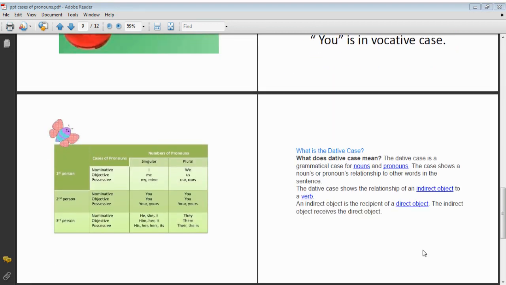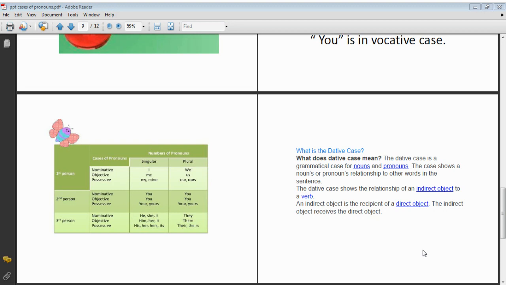Then we come to the last case, which is the dative case. After discussing the dative case, we are going to discuss this chart of the pronoun, which is very, very important for you. Go through this chart as many times as possible, so it will be easy for you to know the difference between nominative, objective, and possessive case of different kinds of personal pronouns.